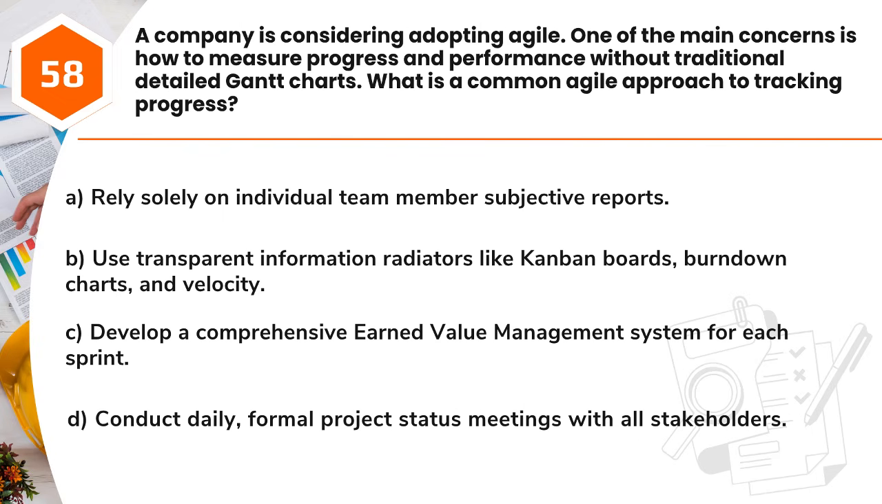Question 58. A company is considering adopting Agile. One of the main concerns is how to measure progress and performance without traditional detailed Gantt charts. What is a common Agile approach to tracking progress? A. Rely solely on individual team member subjective reports. B. Use transparent information radiators like Kanban boards, burn-down charts, and velocity. C. Develop a comprehensive earned value management system for each sprint. D. Conduct daily, formal project status meetings with all stakeholders.